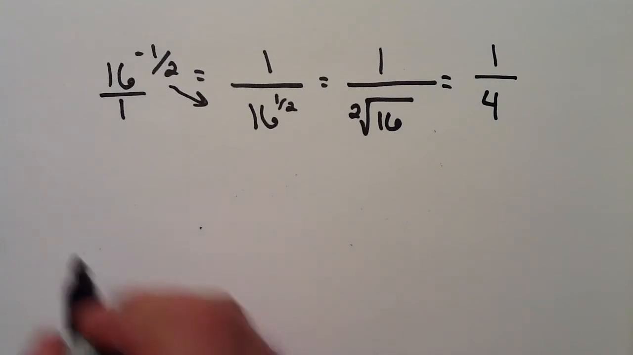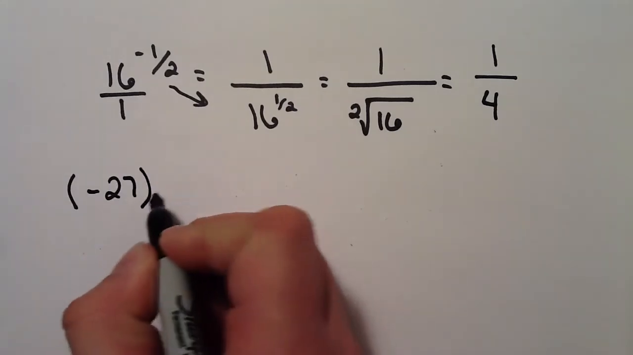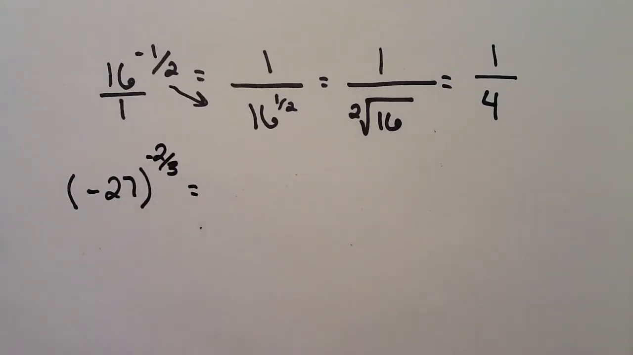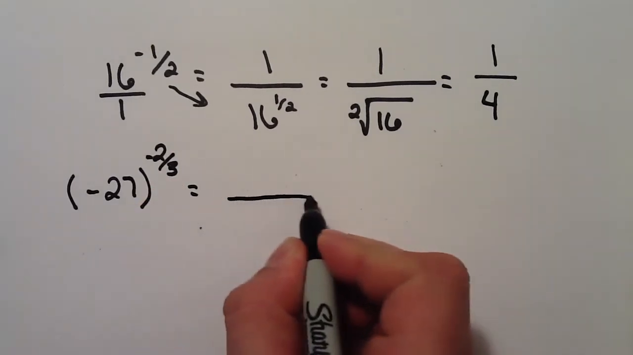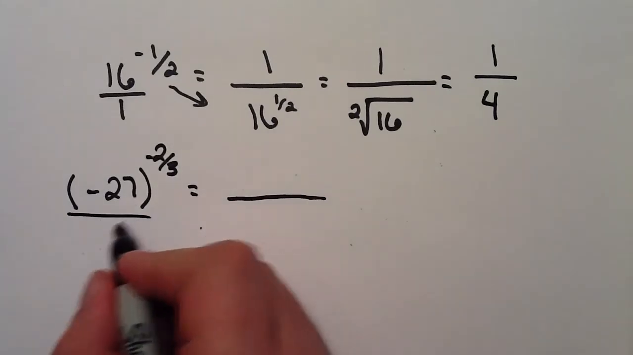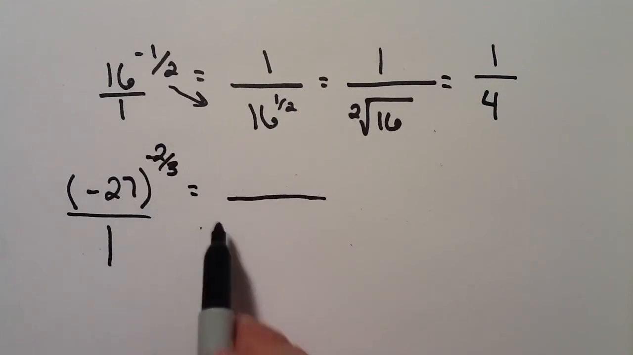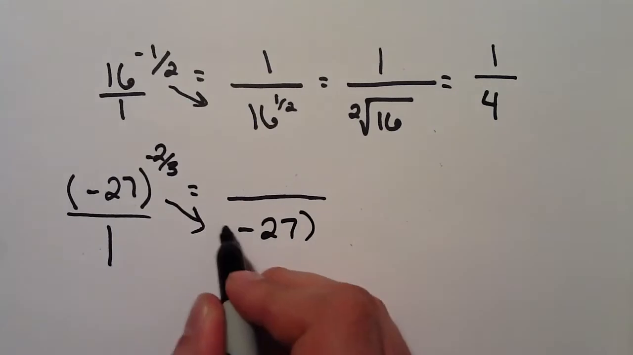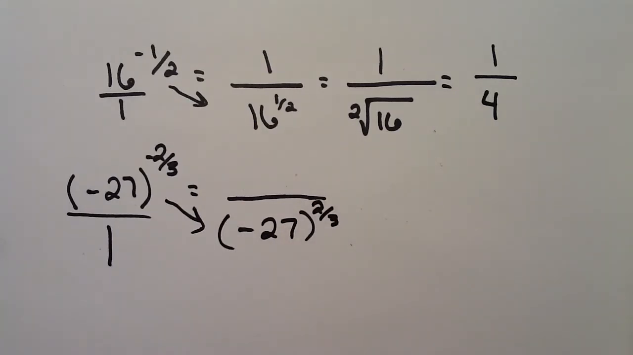Go over one more example. I'm going to write down negative 27 to the negative 2 over 3 power. Again, I have a negative exponent. I need to make that positive. It's on top of my fraction, so I can bring it down below to make the exponent positive. So I have negative 27 to the 2 over 3 as my denominator. And then I write the 1 on top.